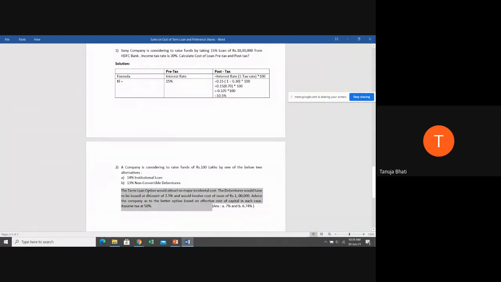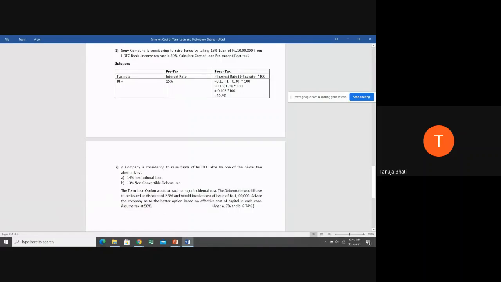The term loan option would attract no major incidental cost. But the debentures would be issued at a discount of 2.5% and would involve the cost of issue of rupees 1 lakh. Advise the company as to the better option based on the effective cost of capital in each case. Assume tax at 50%.